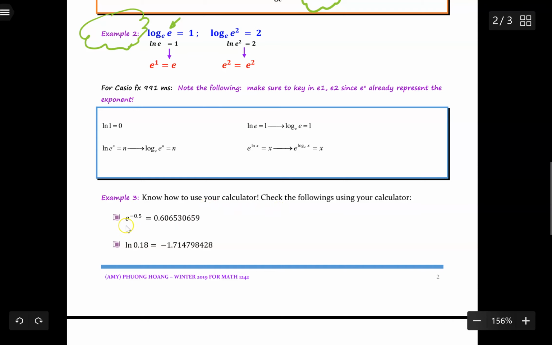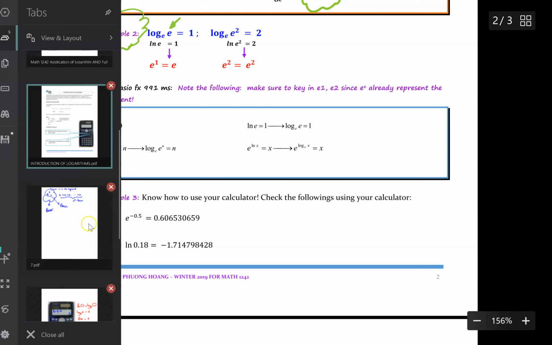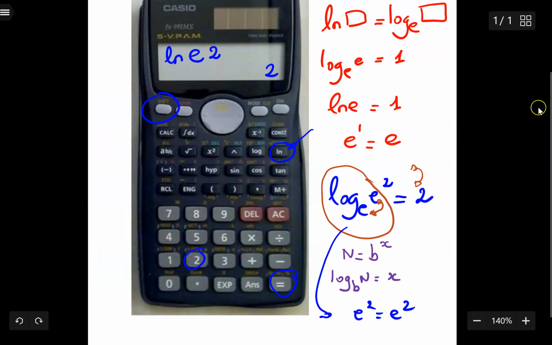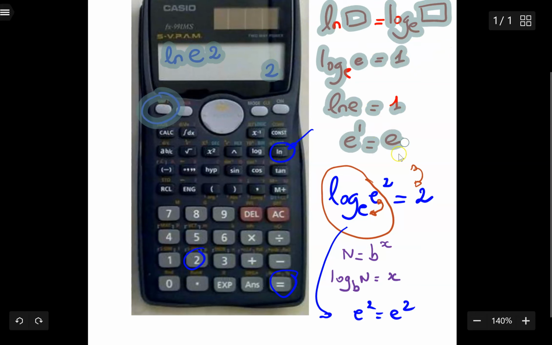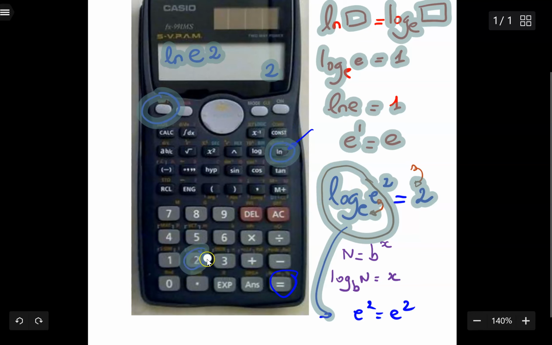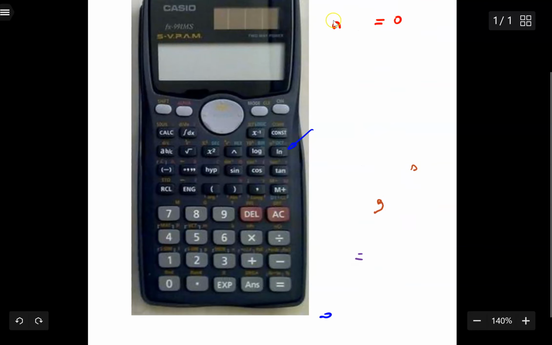Excuse me, you put in e to the exponent negative 0.5, it should give you this value. Okay, so I think I will go over this example right here because sometimes it's easy to make an error with a number raised to a negative exponent. So let's go back to our calculator and I will erase everything that we did before. Then I will demonstrate how to key in e to the exponent negative 0.5.